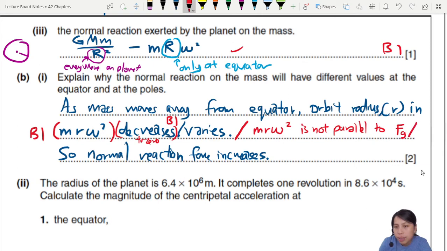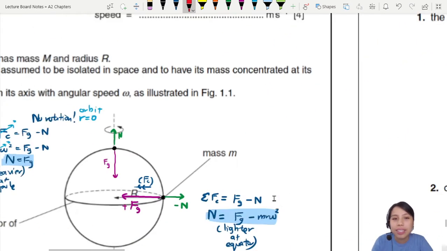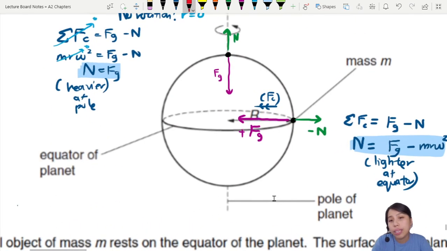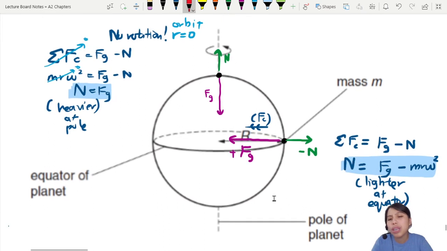Or you can say not perpendicular to the surface anymore. What does that mean? Time to do more drawings. Okay, let's go back to the planet. So we look at the equator and at the pole. What about in between? What if we were somewhere in between? Can we make an equation for it?